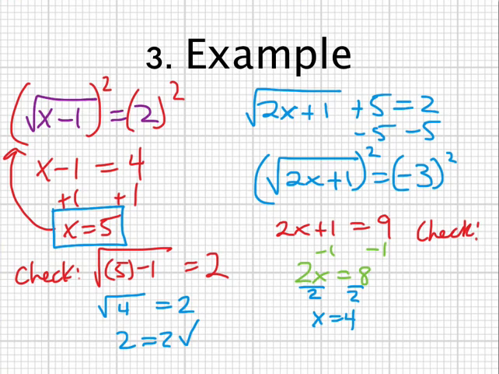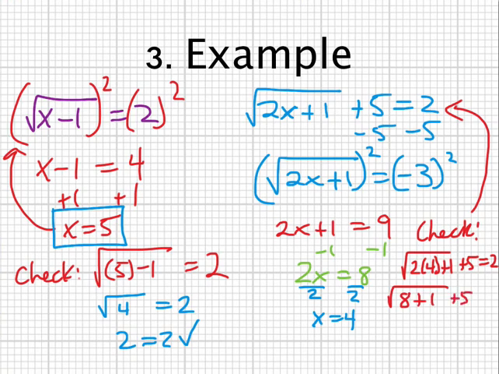I substitute x equal to 4 into the original equation. I get the square root of 2 times 4 plus 1, plus 5 equal to 2. 2 times 4 on the inside is 8, plus 1, plus 5 on the outside equals 2. 8 plus 1 is 9, square root of 9 is 3, plus 5 is 2. But 3 plus 5 is 8, which is not 2. So x equal to 4 is not an answer. So this equation would have no solution.